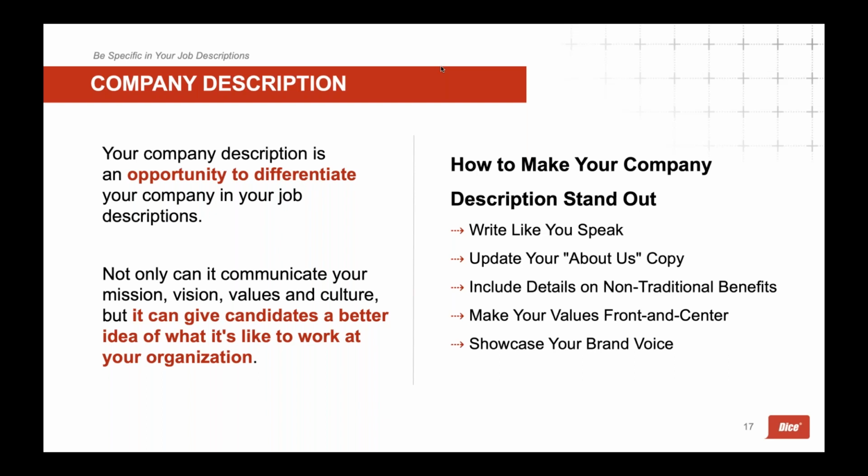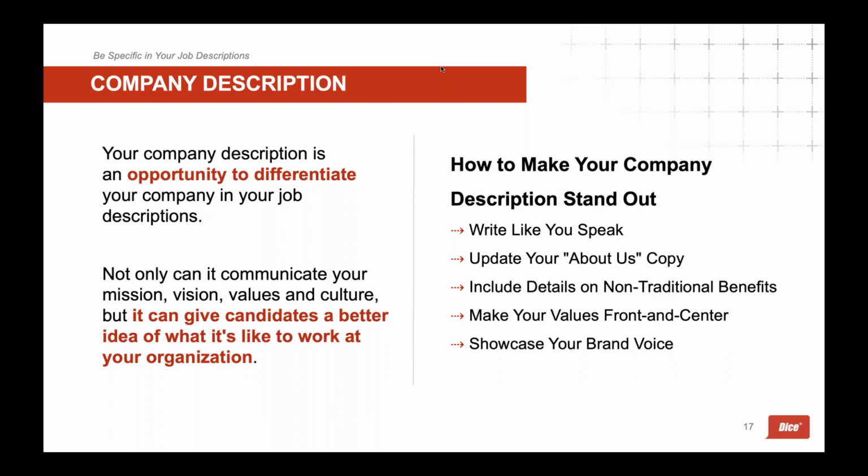Include details on benefits outside of health insurance and 401k. What benefits set you apart? Do you close early on Fridays? Do you offer commuter benefits? Be sure to list those here.